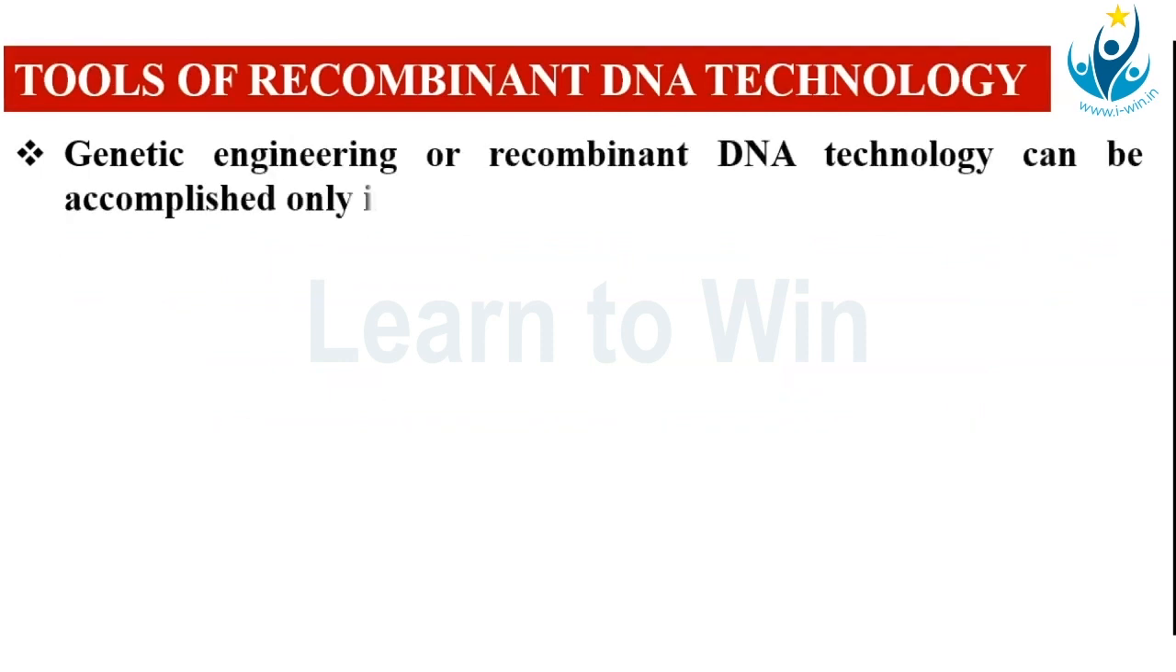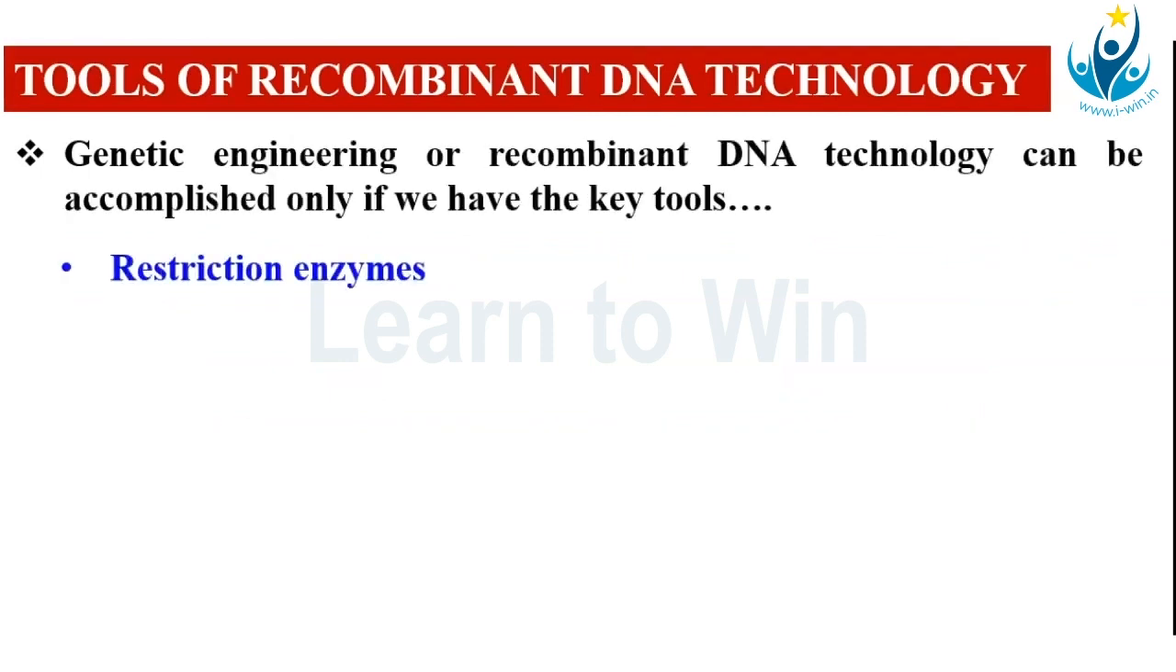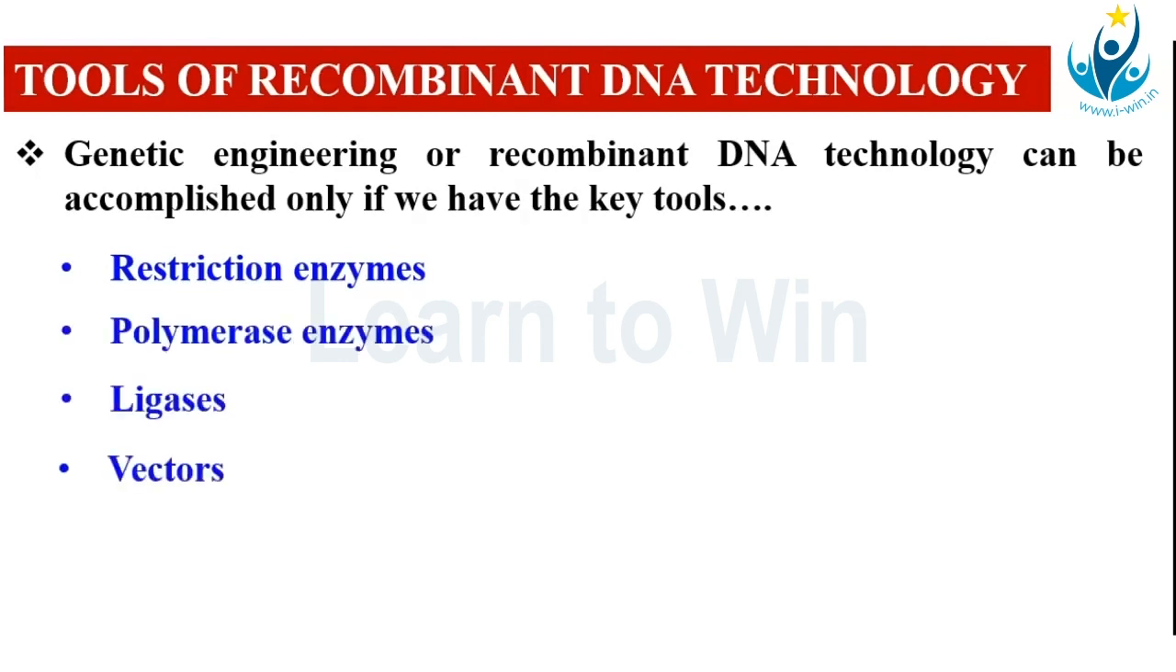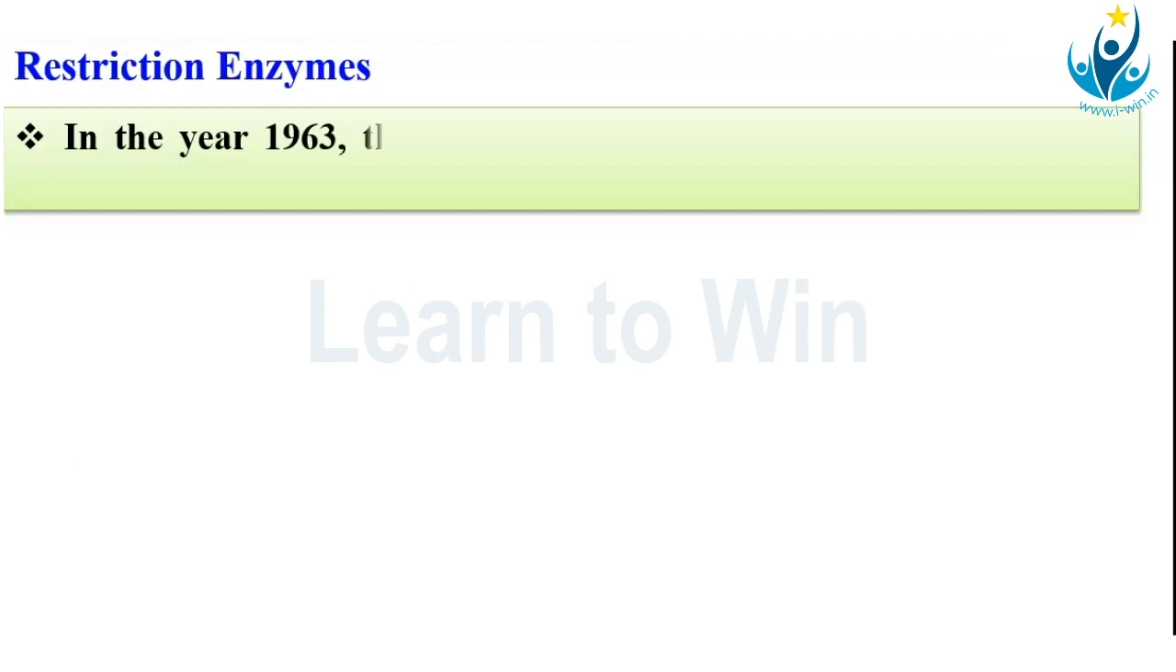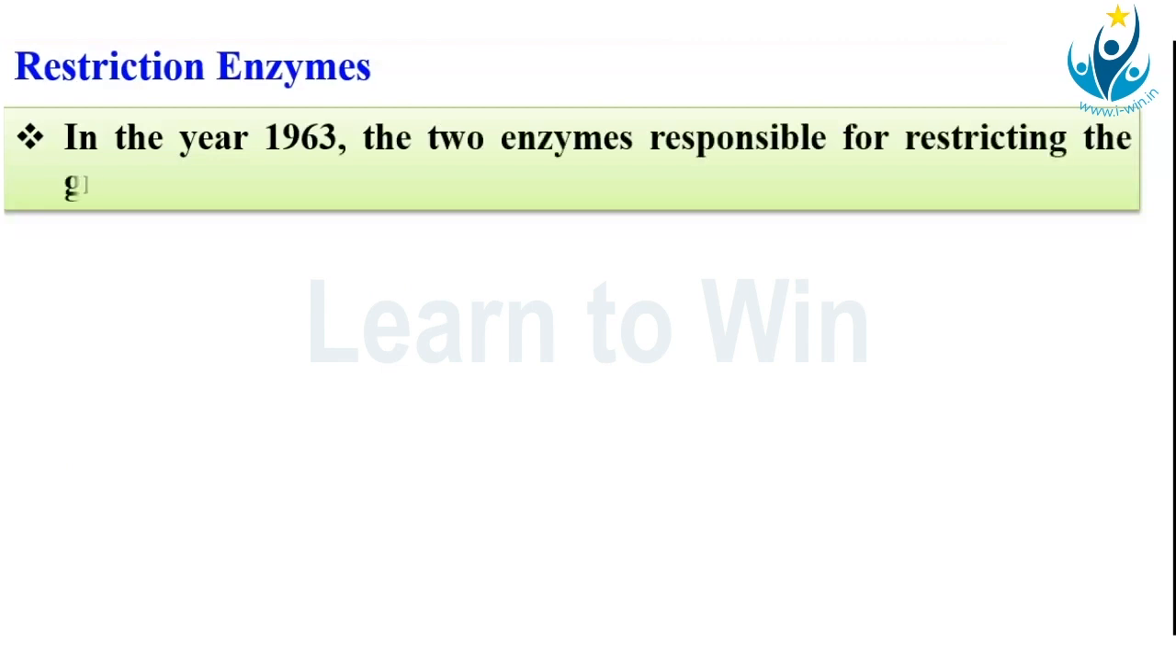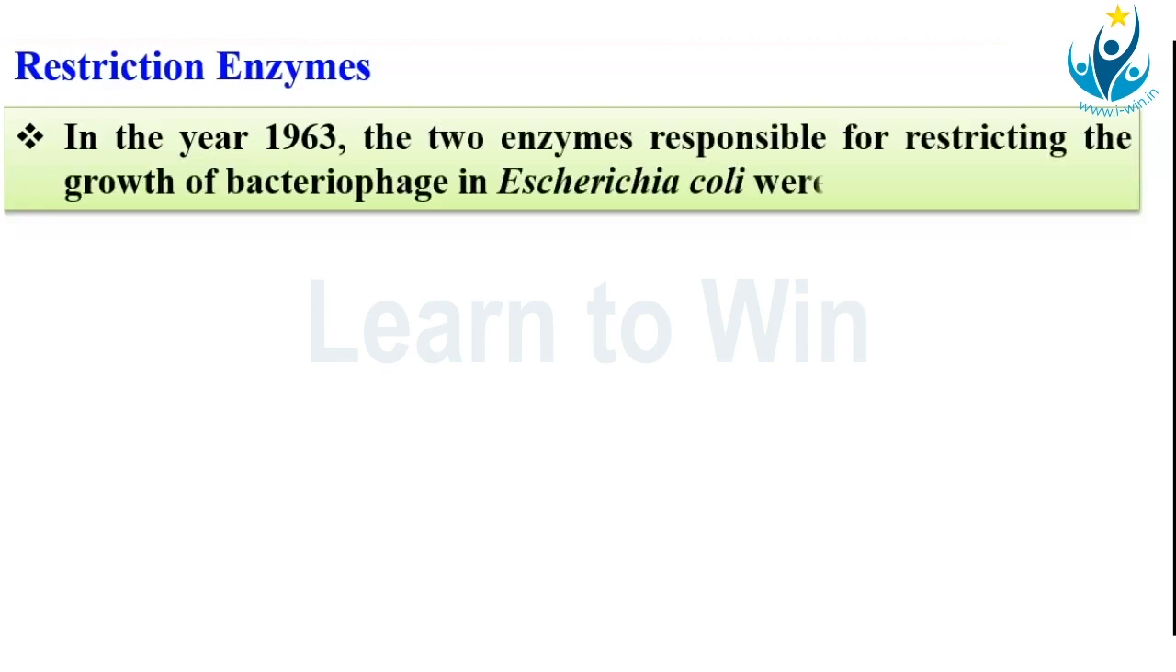So basically, what are the tools? Let us know that they are restriction enzymes, polymerase enzymes, ligases, and vectors. These were the names that we've also seen, and we'll start with restriction enzymes. Now, restriction enzymes were discovered in the year 1963 when there was something called the restriction phenomenon going on in E. coli. So let us first understand what this restriction phenomenon is.